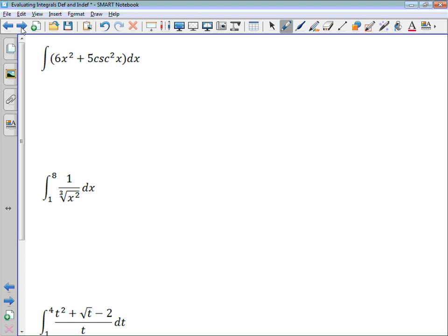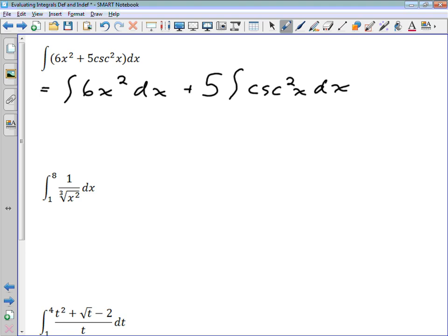So if you had to do this integral, what would you think of doing first? What do you think, Daphne? That's what I would do too. I would break it up into two separate integrals. And for this cosecant one, I would probably pull the 5 out in front as well. So we're integrating cosecant squared x dx.